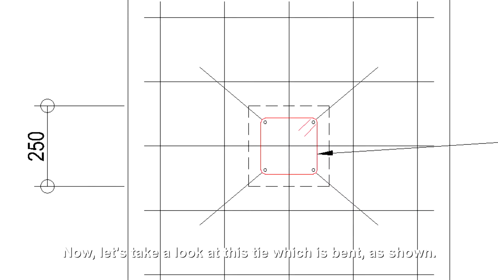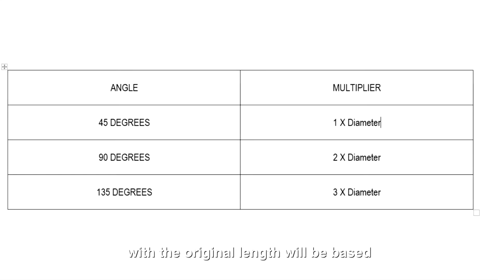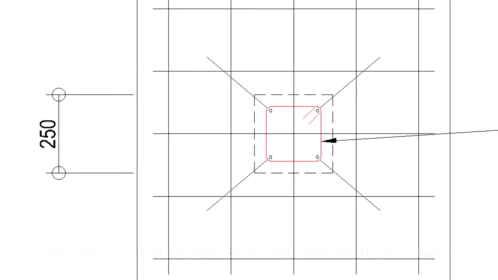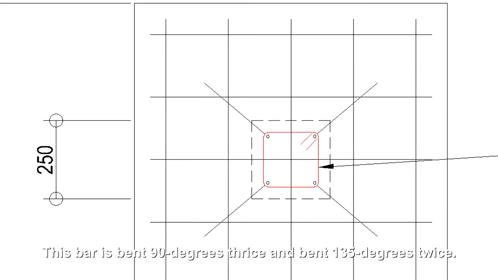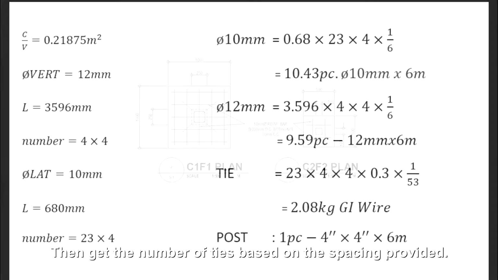Now let's take a look at this lateral tie, which is bent as shown. By looking at the table, the amount you will decrease from the original length will be based on the degree of angle and the diameter of the bar. This bar is bent 90 degrees thrice and bent 135 degrees twice, so we will write the equation as shown. Then get the number of ties based on the spacing provided.